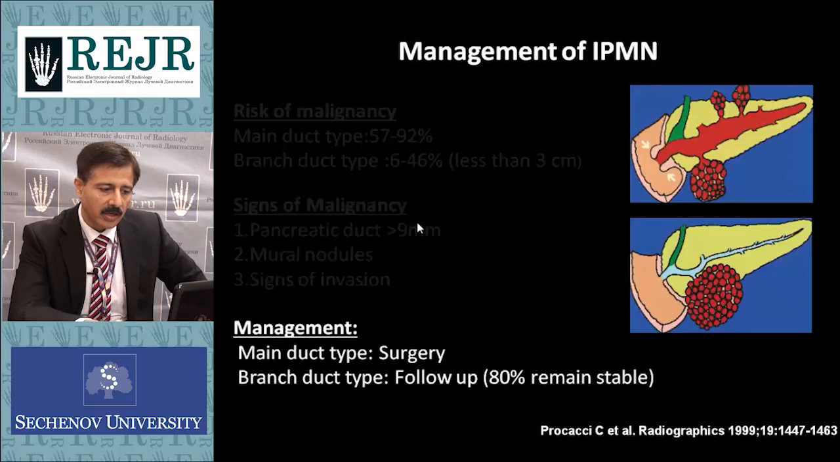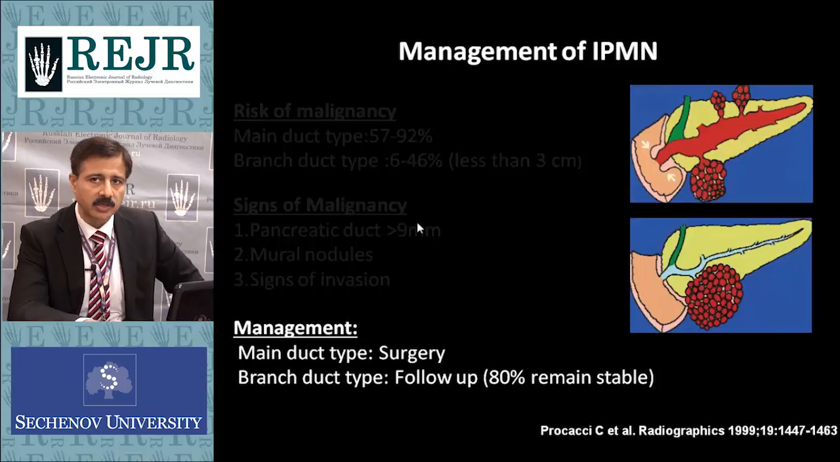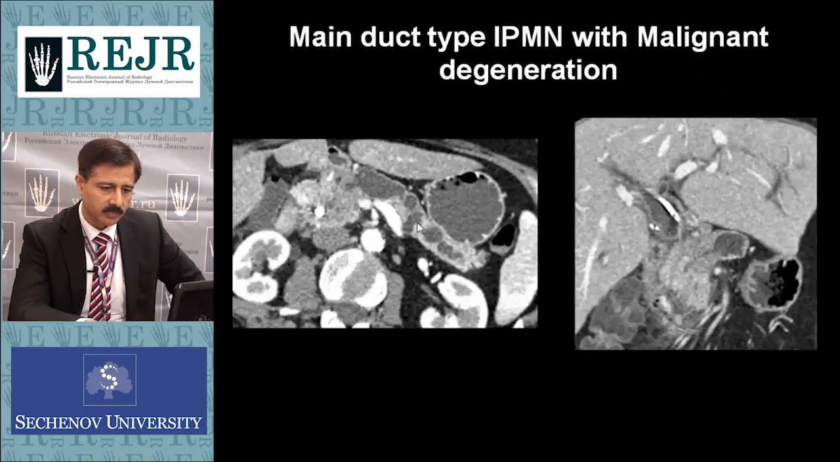So, management wise, generally speaking, for main duct type lesions we advise surgery. Of course, it depends on the age and the clinical scenario also, but generally speaking, we should not sit on this tumor because of the risk of malignancy. However, in branch duct type, we can advise follow-up as 80% of them remain stable.